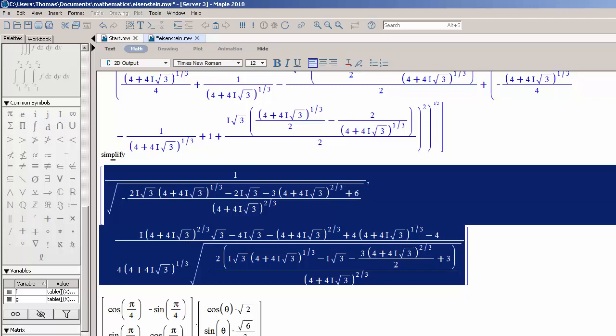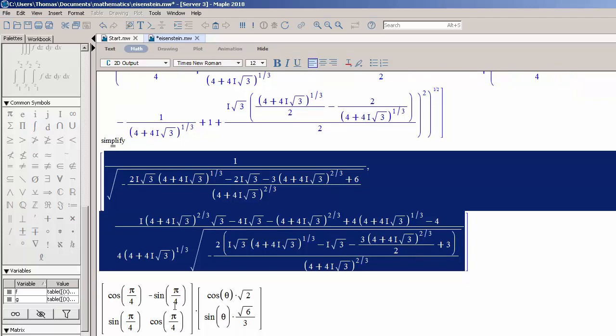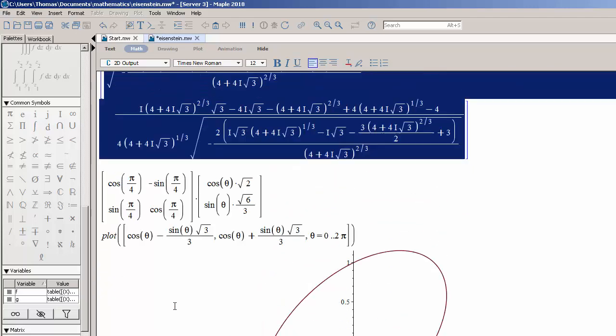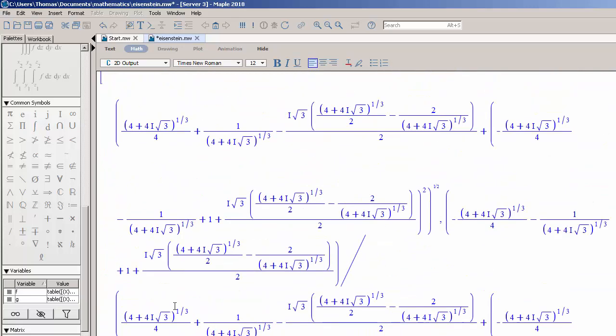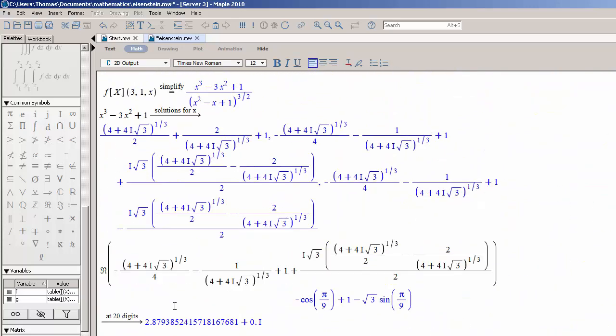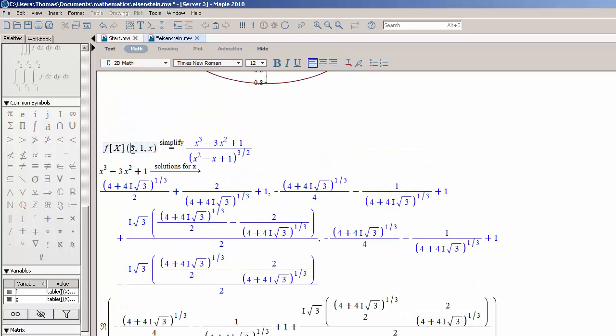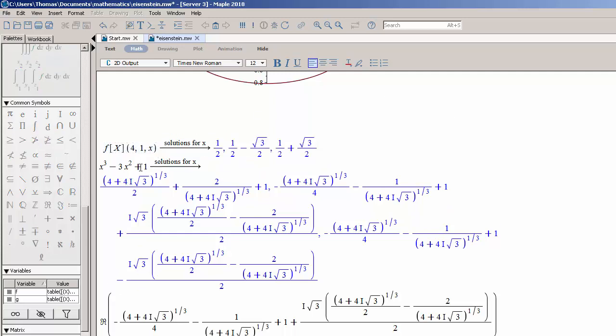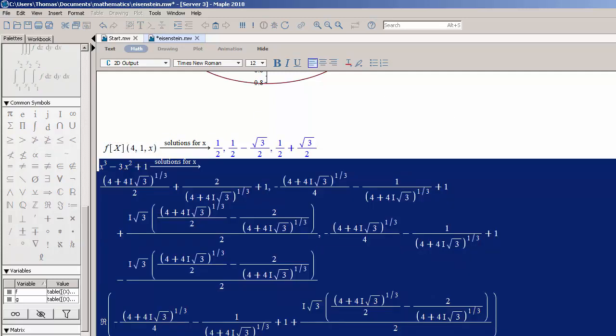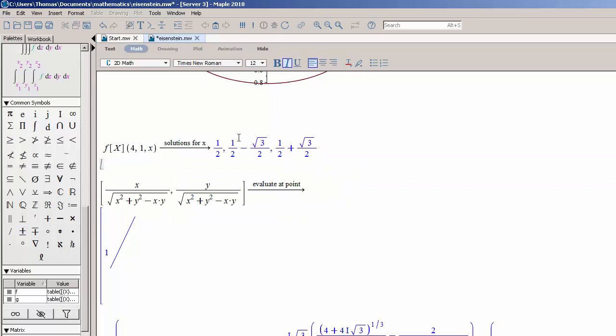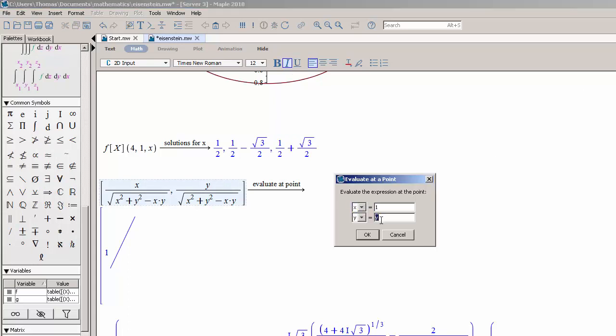Anyways, let's plot it anyway. No, let's not plot it. Let's do 4 instead. And we'll just go straight to solve and see what happens. Alright, those are much easier to work with. Alright, so we'll do the +1. See what happens. That's a 1.